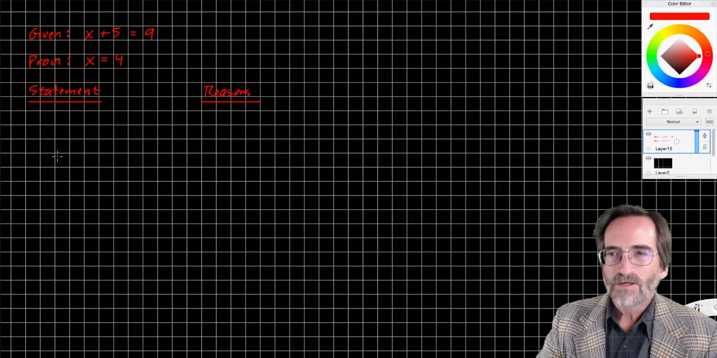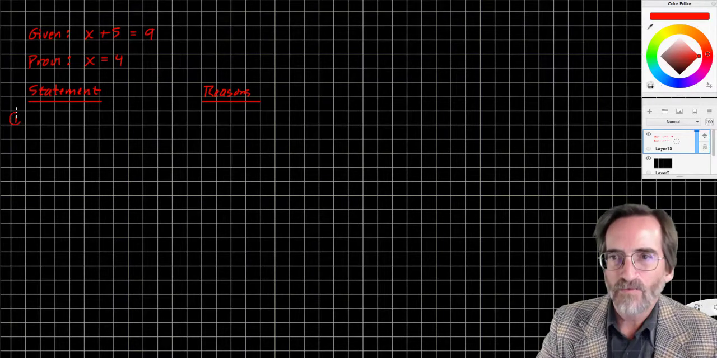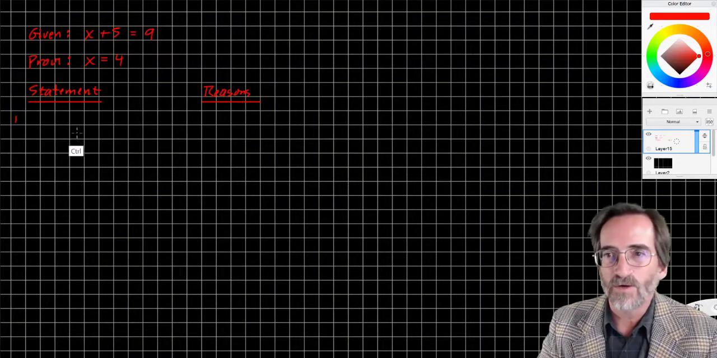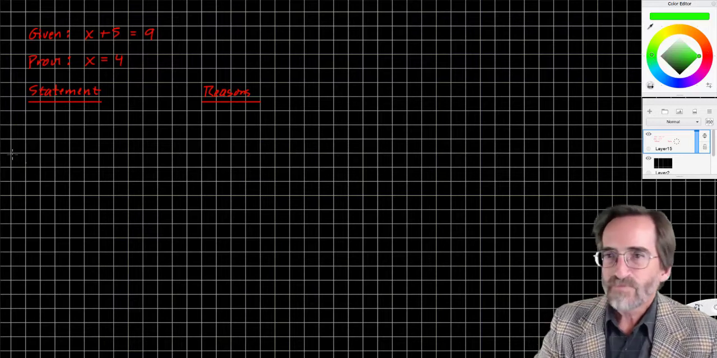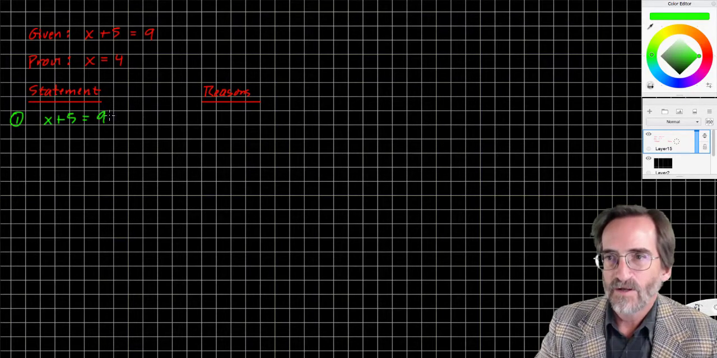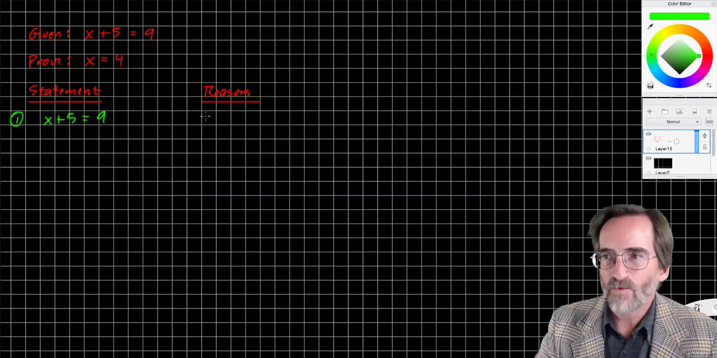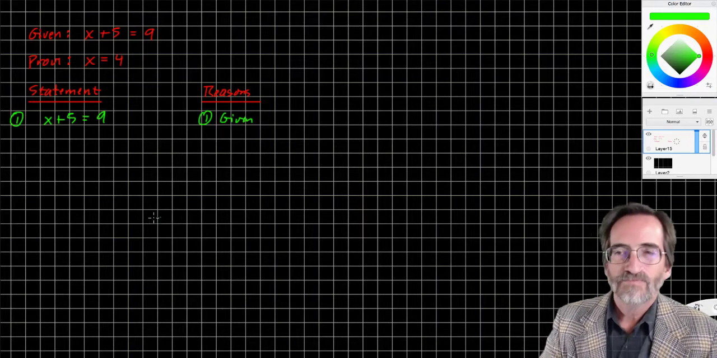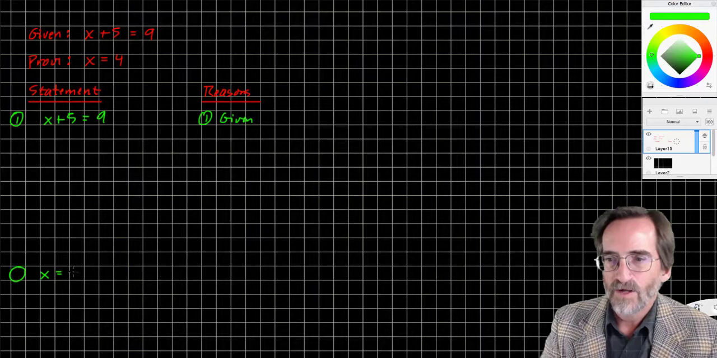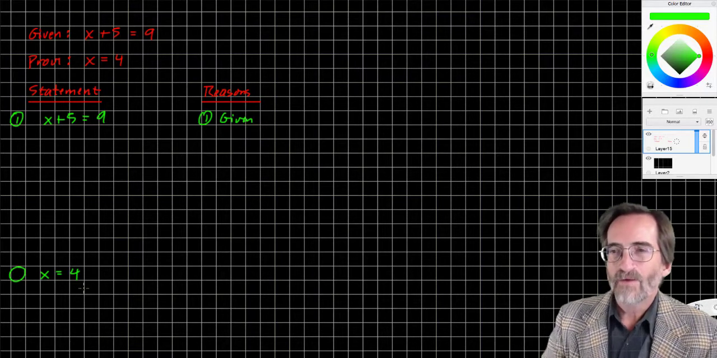Okay, so here's statement number 1. The other thing about proofs is that they always start with the given. So the very first statement is what's given: x plus 5 equals 9. How do we know x plus 5 equals 9? What rule says that? It was given. Then every proof must end, and this is absolutely true, with the statement we are trying to prove: x equals 4.